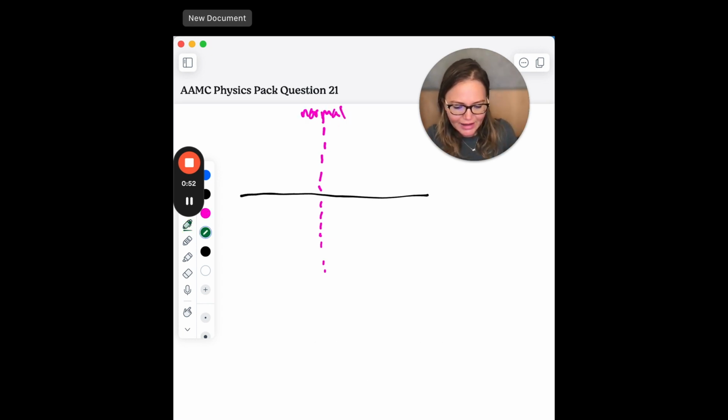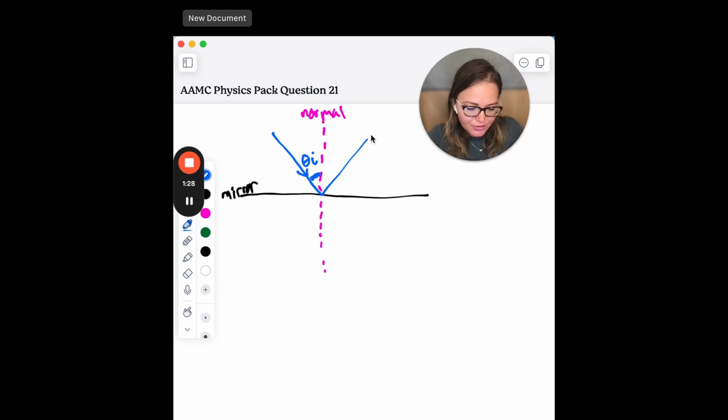So then we have a ray of light, which I'm just going to draw in blue here. It hits our mirror, and then what happens? It's going to hit the mirror at a certain angle from the normal. So we're going to call this theta I for the angle of incidence. Incident just means the light that hits a surface. I'm going to draw a little arrow here to show that that ray of light is hitting our mirror. And then it's going to reflect back.